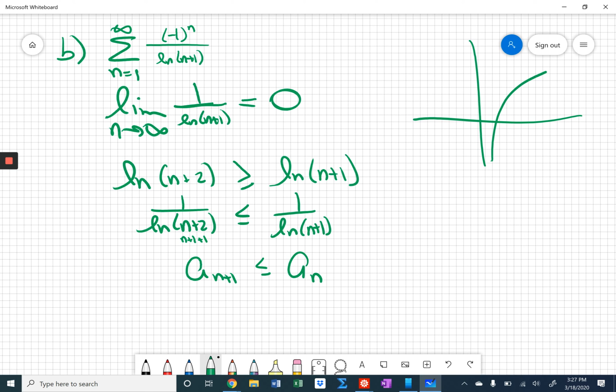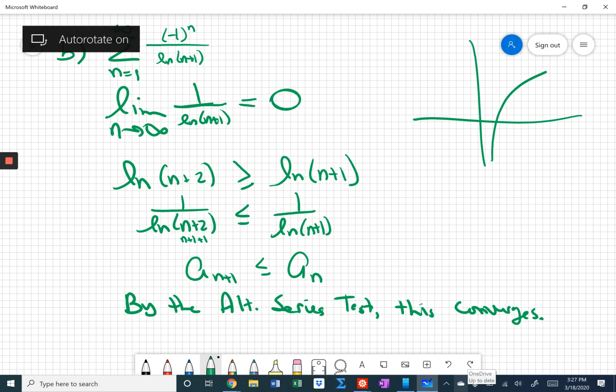So by the alternating series test, this series converges. But unfortunately, it doesn't tell us if it's absolutely convergent or not. We still have some work to do. I have to look at a series formed by its magnitudes.